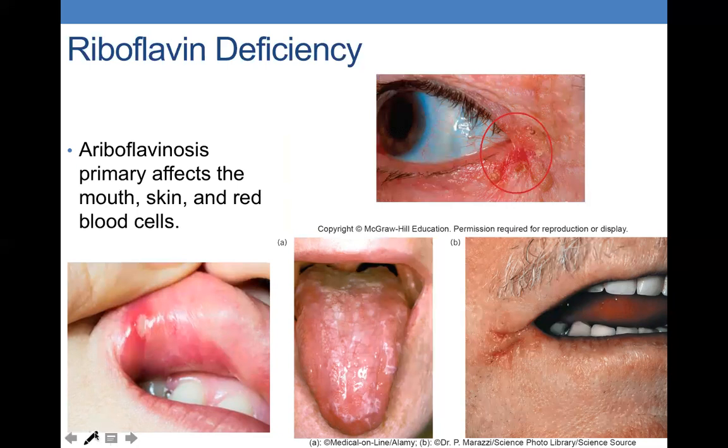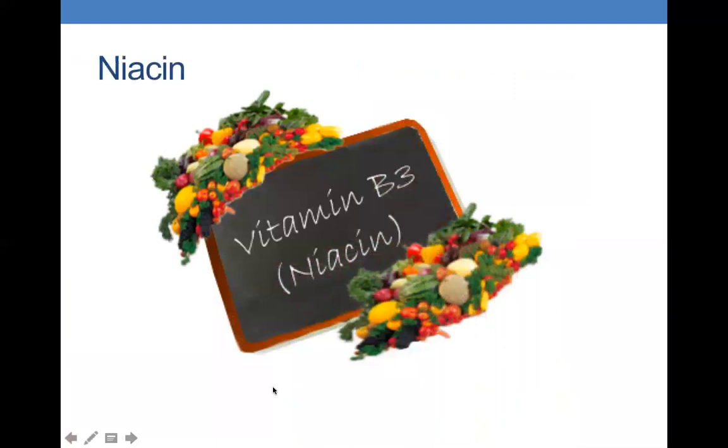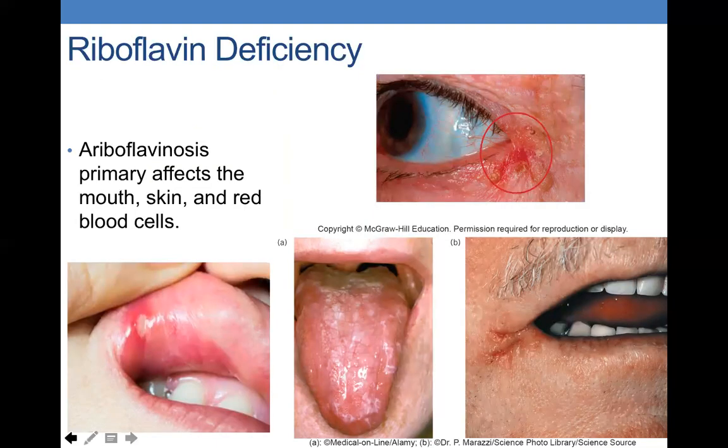This is wounds on the corners of your mouth. These wounds can also happen on the corners of your eye.